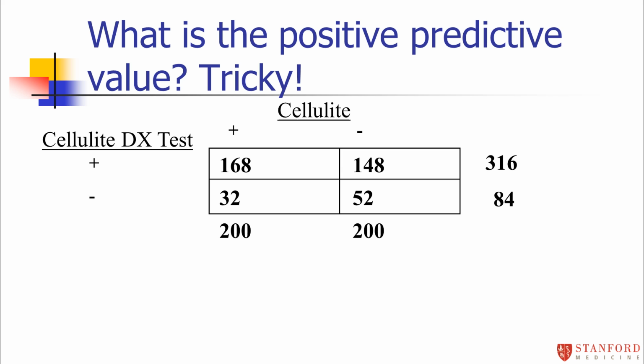Keep in mind the study design here. This is a case control study. So the prevalence of the condition of having moderate to severe cellulite is different in the study sample than it is in the general population. And remember, positive predictive value depends on the prevalence of disease. So we have to factor in the actual prevalence of the disease in the general population here in order to calculate positive predictive value for this test. So that's a little tricky.